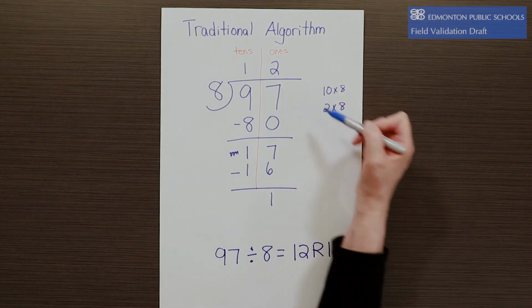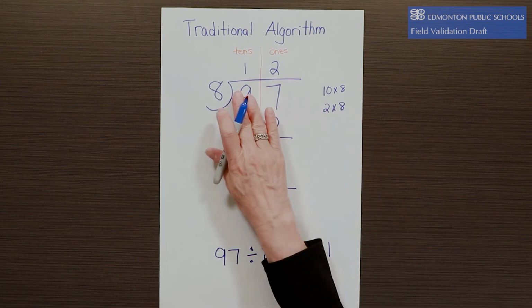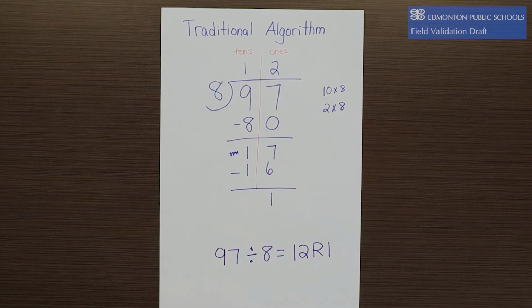And that is the steps that we would take for the traditional algorithm. Remember to record as place value, and when you're doing your multiplication, if it helps you to record your multiplication, go ahead and do that. But remember to be thinking about multiplying by tens and multiplying by ones. There we have the traditional algorithm.